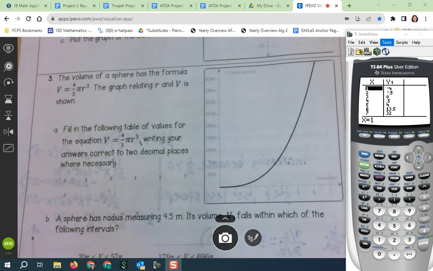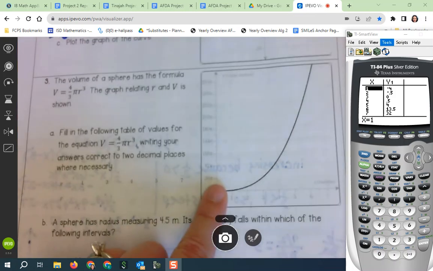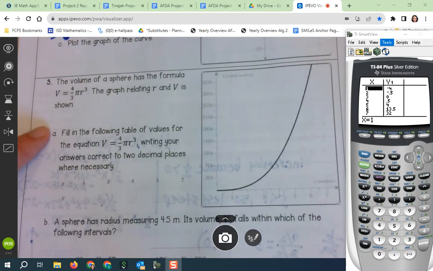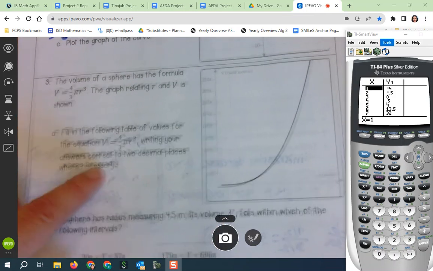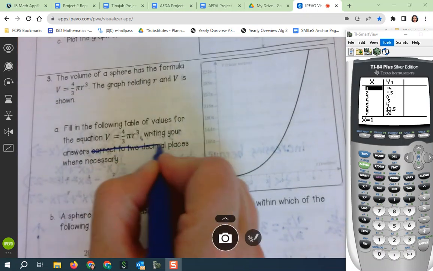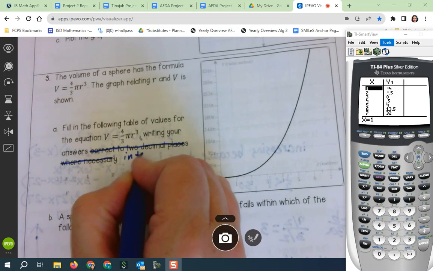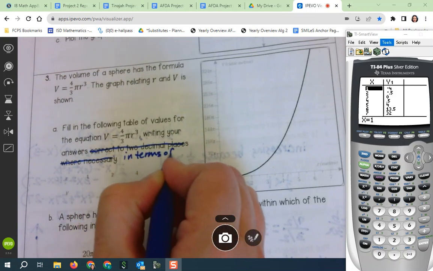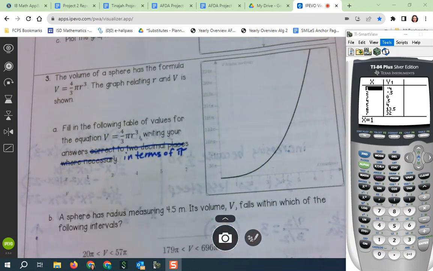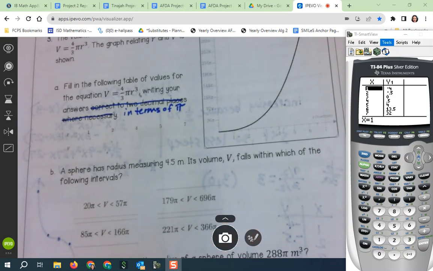The volume of a sphere has the formula V equals 4/3 pi r cubed. The graph relating r and V is shown here. Fill in the table of values for the equation, writing your answers correct to 2 decimal places. But we're actually going to leave them in terms of pi. The problem with in terms of pi is it's hard to graph, but we're not asked to graph because we're given a graph, so we can do this.